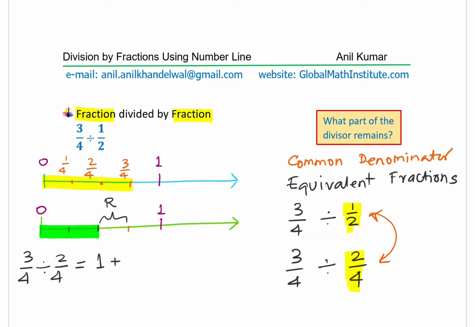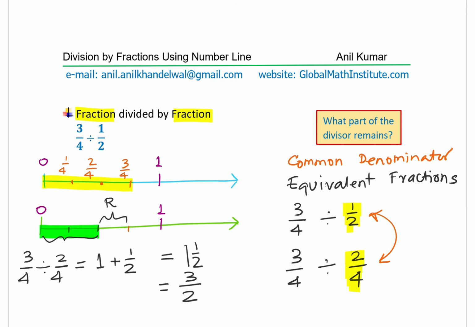Correct? How much is this remainder? What portion of this is the remainder? So if you compare these two portions, you get half. So that is how you get 1 plus half, and our answer will be, you could write this as 1.5, or you could also write this as 3 by 2.